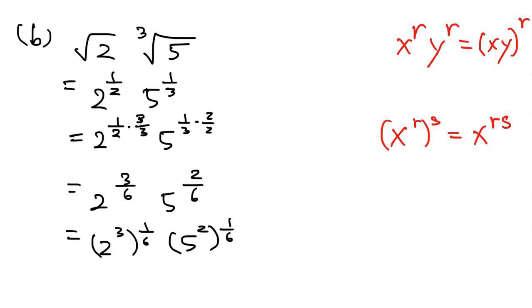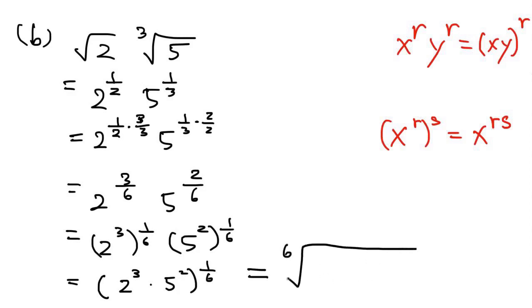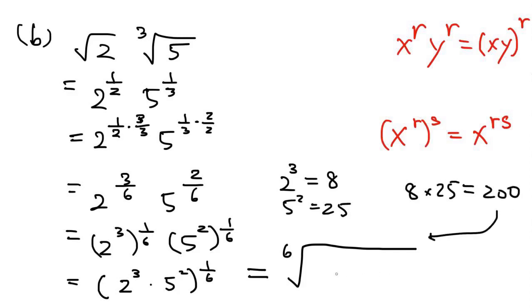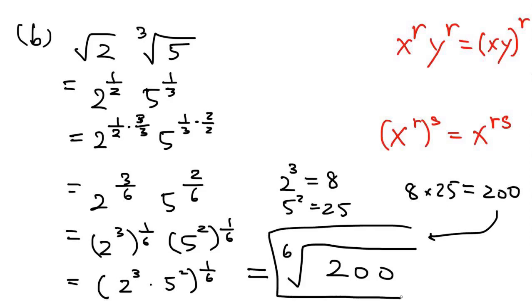Okay, now we have the same exponent 1/6, so we can just combine them together: 2 cubed times 5 squared, to the single exponent 1/6. And 1/6 power is the same as 6th root, and the number under the radical sign is 2 cubed times 5 squared. So 2 cubed is 8, 5 squared is 25, so 8 times 25 is 200, and that number goes here. So here we have the answer.